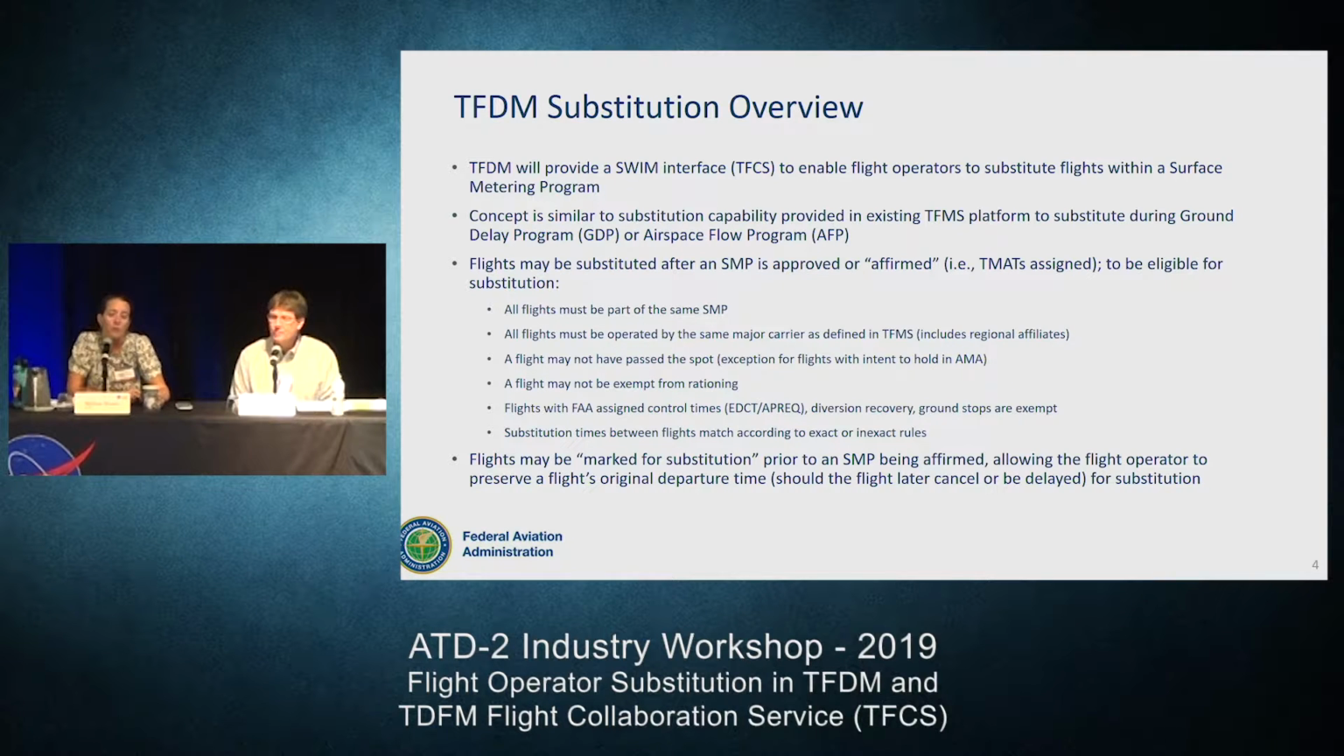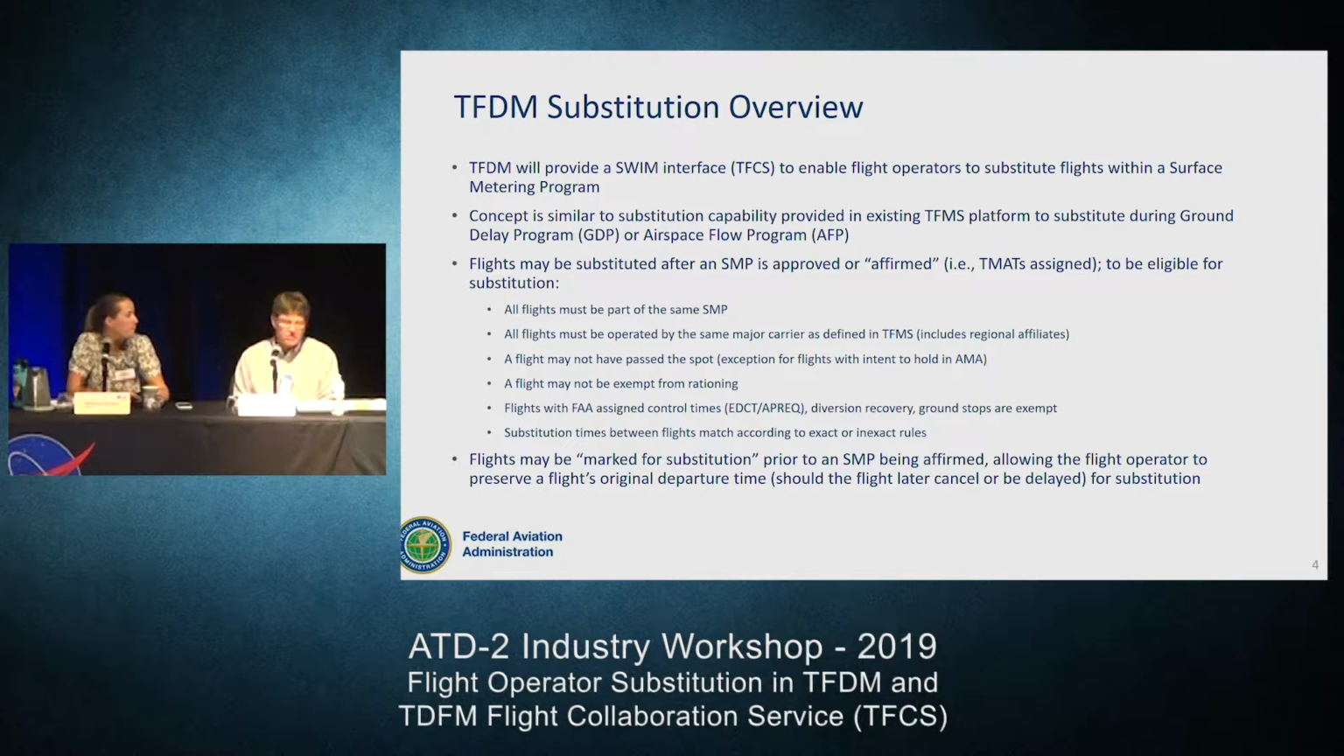So the marking for substitution, I mentioned that a little bit before, but it's the ability for you to make strategic decisions about your flights. If you know that you're going to have severe delay on the flight or it's going to be canceled, it allows you to retain that metering slot. And so that is actually submitted through TFCS, and then you would eventually come along and do the substitution either immediately or later. We'll highlight that in the use cases coming up.